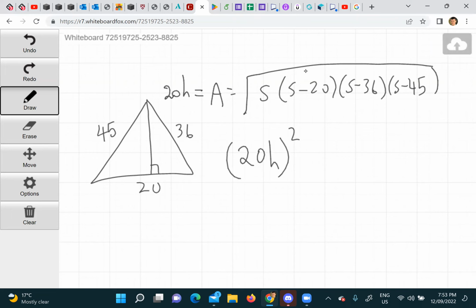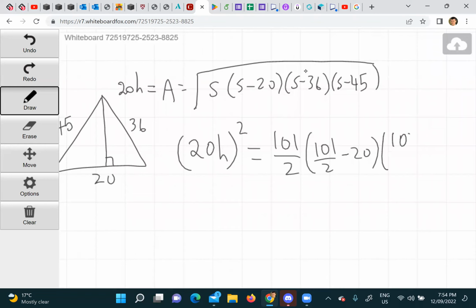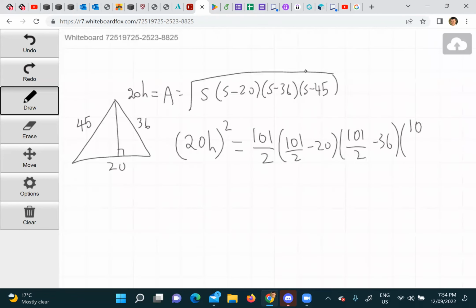20h squared equals 101 on 2 times 101 on 2 minus 20 times 101 on 2 minus 36 times 101 on 2 minus 45. So what does that give us for h? Maybe we'll just leave it for now because we don't necessarily need to know what h is. We just need to know it adds up to the right thing, yeah?